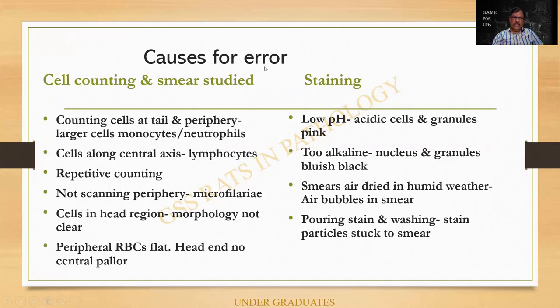There are some causes for error when we count. As I mentioned earlier, counting cells at the tail and the periphery, there will be the larger cells, so these will be repeatedly counted. If I count the cells only along the central axis, lymphocytes will be more. Repeated counting, I can be making a mistake.